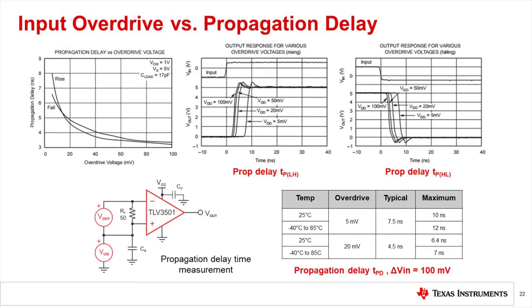So just be careful when comparing comparator propagation delay specifications. Make sure they're specified at similar overdrive values, and look for the overdrive versus propagation delay plots as well. Generally, for the fastest response times, the input signals applied to your inputs should be made as large as possible.